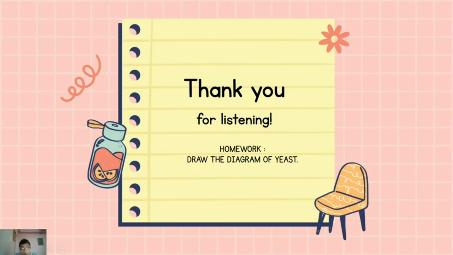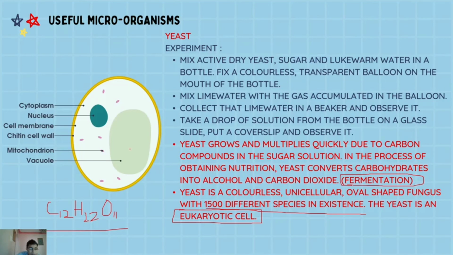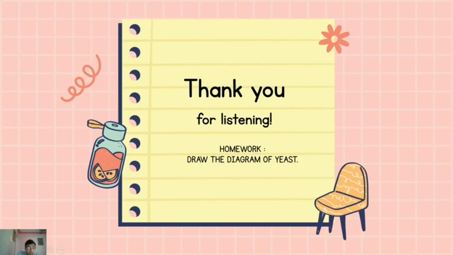For this lecture your homework will be, you have to draw the diagram of yeast. Okay, so the diagram which was given here, this oval shaped yeast diagram, you have to draw this particular diagram in your notebook. Okay, you can see cytoplasm, nucleus, cell membrane, chitin cell wall, mitochondria and vacuole. These are all the organelles of the yeast cell. Okay, so this is your homework.